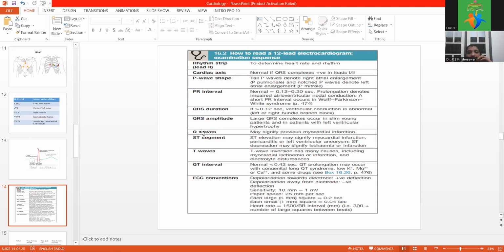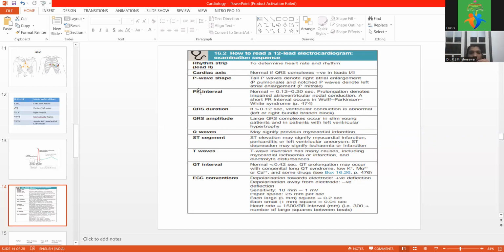Okay. Then QRS amplitude, whether increased or less. Large QRS complexes are seen in slim young patients and in patients with left ventricular hypertrophy. So in left ventricular hypertrophy, what happens? There should be more conduction towards the left ventricle. The muscle mass is more, so the conduction should also be more in order to excite all these muscles. So the QRS amplitude, the size of the QRS, is more.